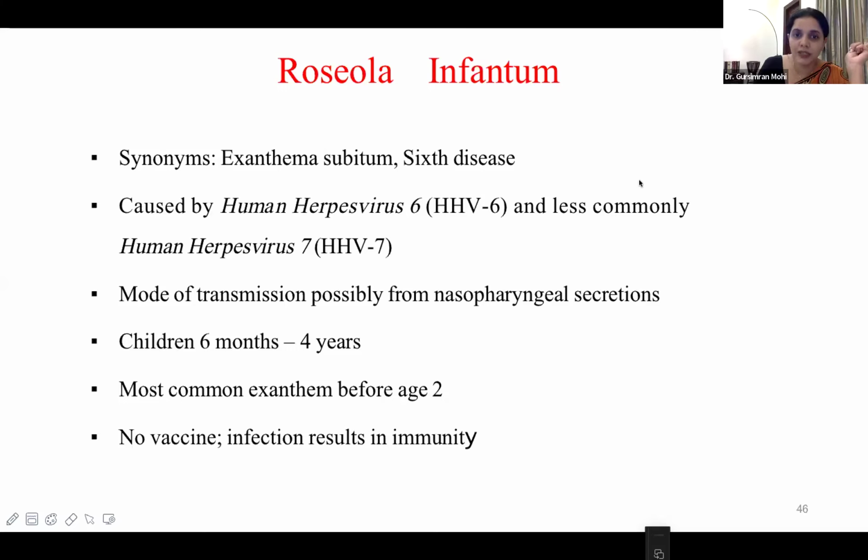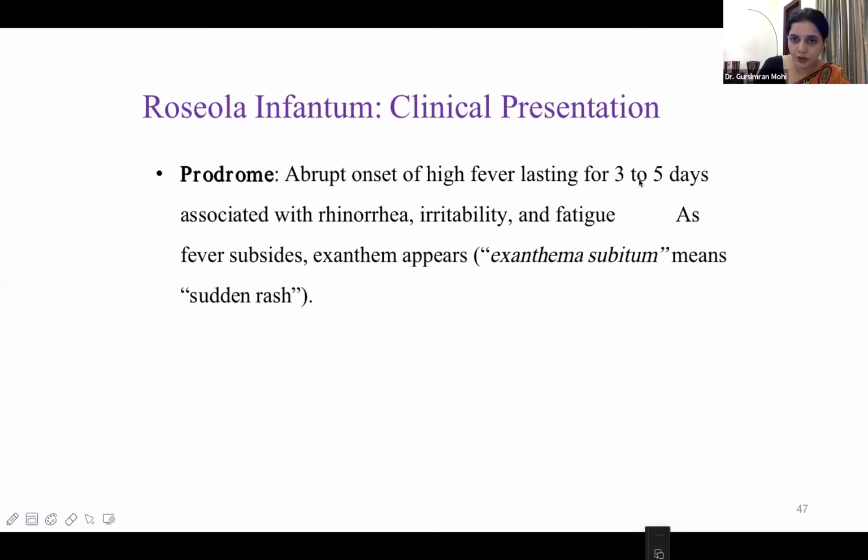caused by HHV6 or sometimes HHV7 also. This mostly occurs in patients who are less than 2 years of age. So there is abrupt onset of high fever, and then the patient develops an exanthem. That's why it is called exanthema subitum. That means sudden rash. Now, because of the high fever, the patient may have febrile seizures also in this case. So in a patient of roseola infantum, we need to take this into account.